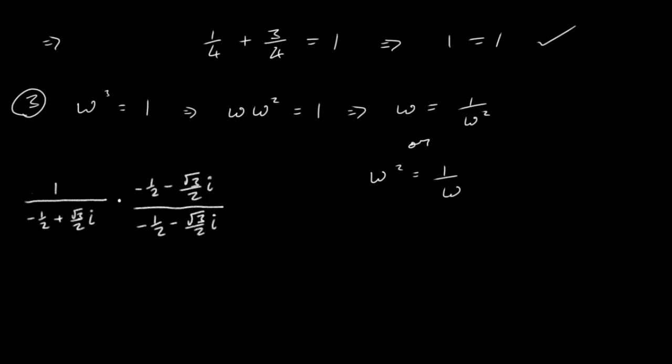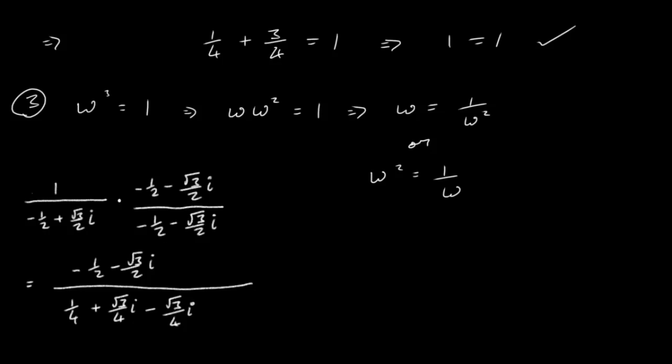So what happens if we multiply all this out? Well, we'll get on the top minus a half minus root 3 over 2i. On the bottom, if we multiply it all out, we get a quarter, and then this one plus root 3 over 4i. These two here then is going to be minus root 3 over 4i, and then finally these two here, minus 3 over 4i squared.